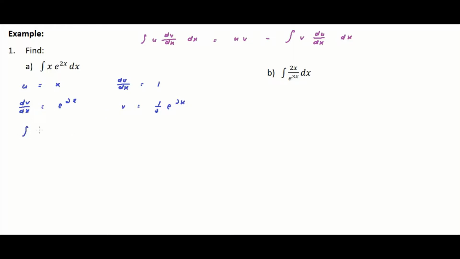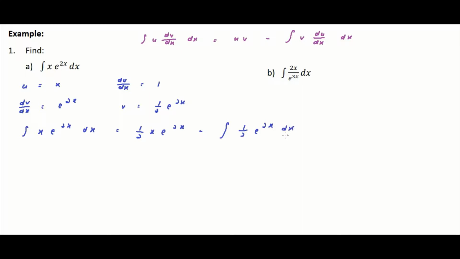So the integral of x e^(2x) dx will be equal to uv. When you multiply u and v together, you get (1/2)x e^(2x). Okay, u multiplied by v, uv. So minus, what is your v? Your v is this part, right? And your du/dx is this part. So you are going to multiply these two now. It's like these two first, then after that these two. So (1/2)e^(2x).